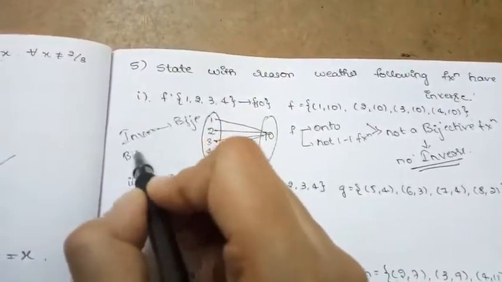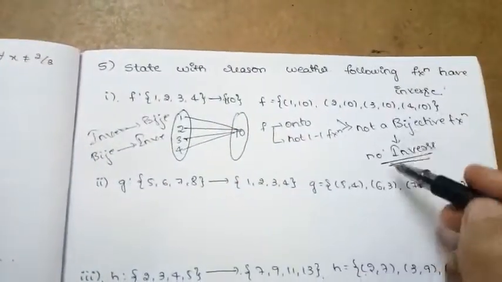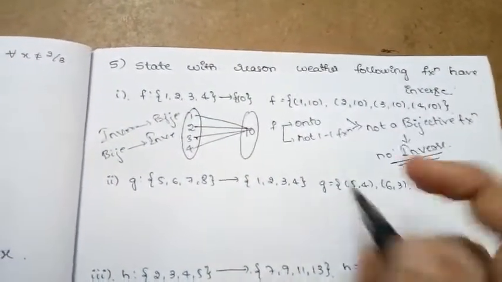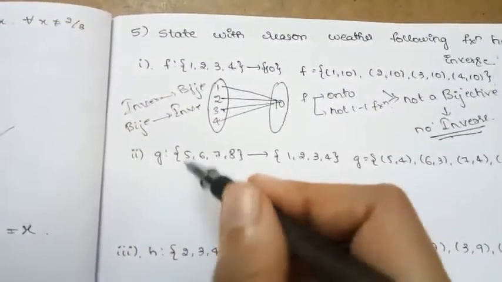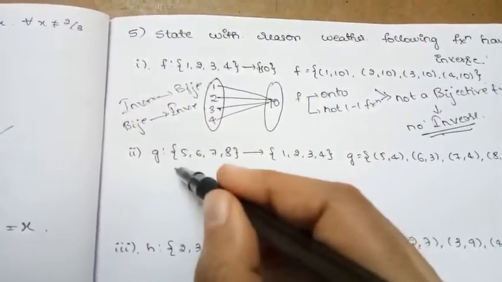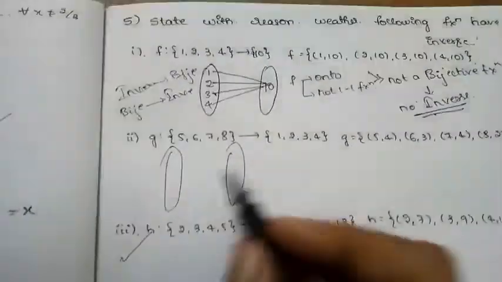Suppose the function is a bijective function, then it has an inverse. Here this is not bijective, so this function does not have any inverse. The next one you can deal with in a similar way. I'll do one of them, and the next one you have to do by yourself.